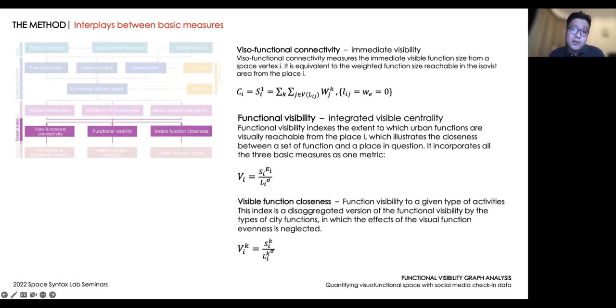And then we have the functional visibility, and we will discuss this at the very end in the discussion. I will show you why we think about the interplay between the size, entropy, and the mean depths in this way. It is pretty much like the integration measures in space syntax, to be honest. So this is the integrated visible centrality. And then we have a visible function closeness to a given type of activity, and this makes the measure multi-type.